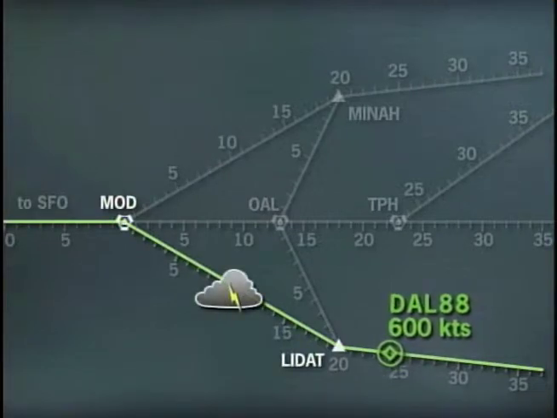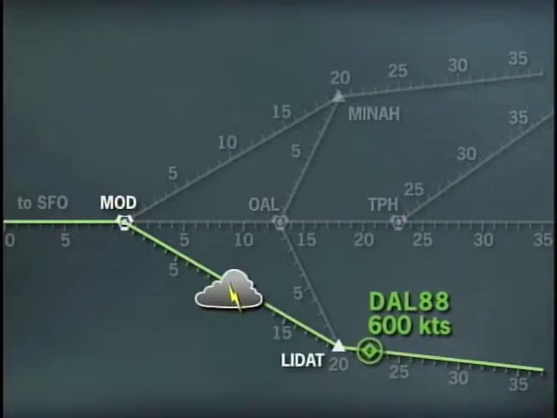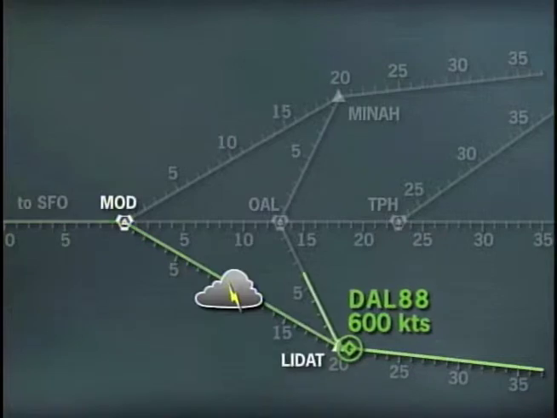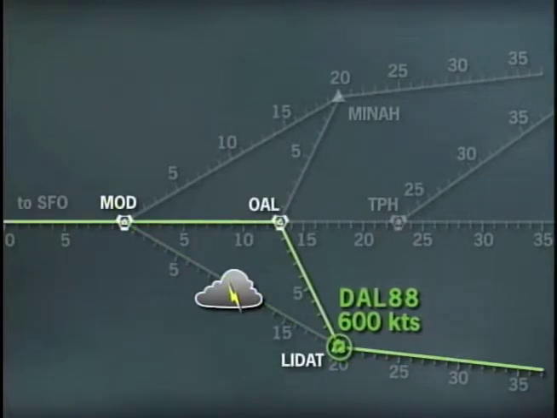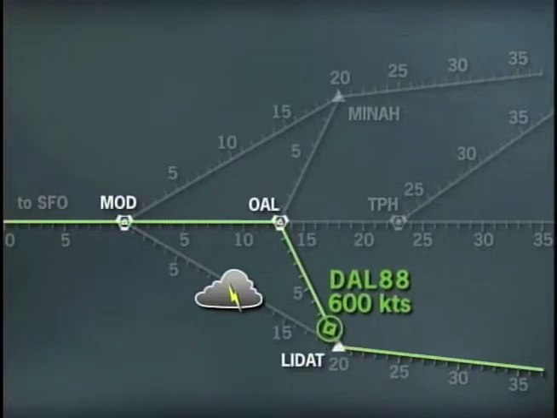But weather can affect a flight plan. Notice the black cloud. We use it to show a thunderstorm between Lydat and Modesto. To avoid this storm, we give the Delta 88 pilot a longer, safer route that takes the plane through Coaldale.